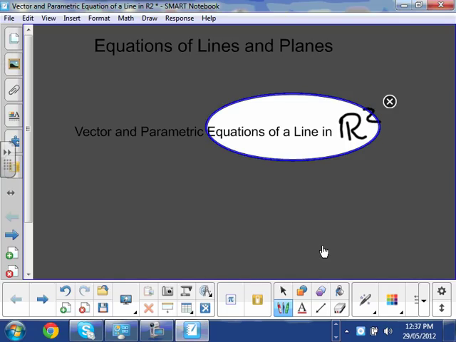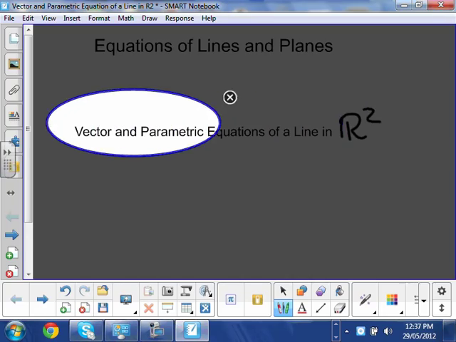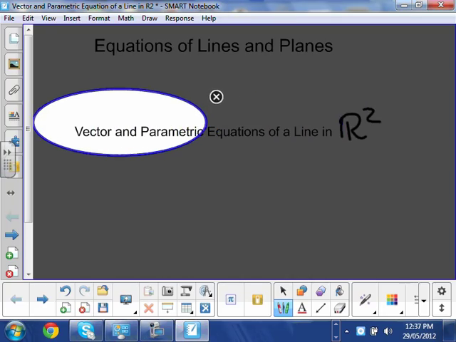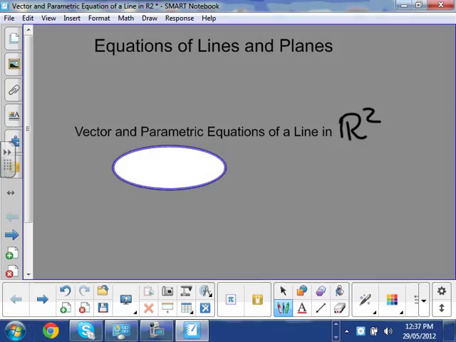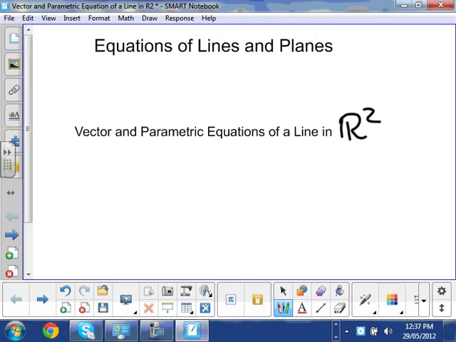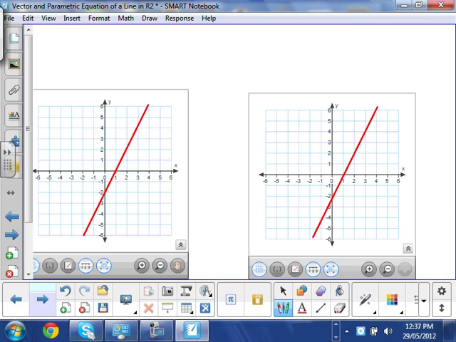Well, we've been talking about the equation of a line for a long time. What we want is to express the equation of a line using vectors. But anyway, we are going to start with our knowledge from grade 9. That's the first thing that I want to do.